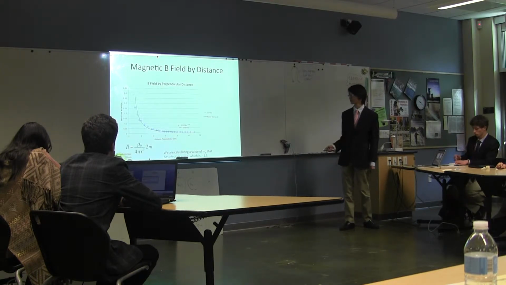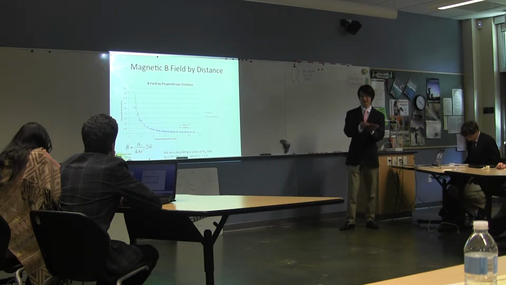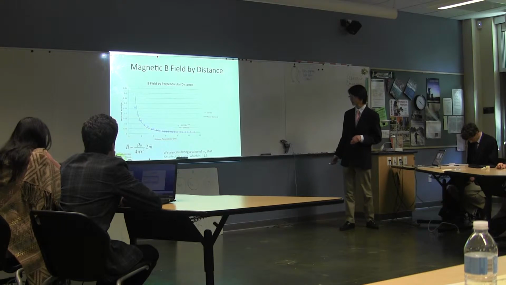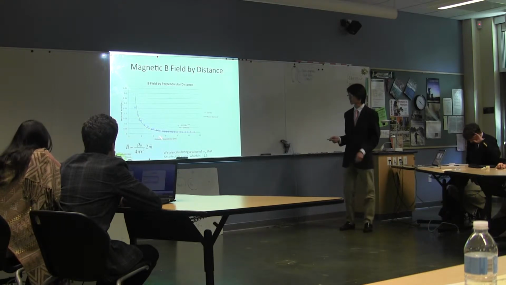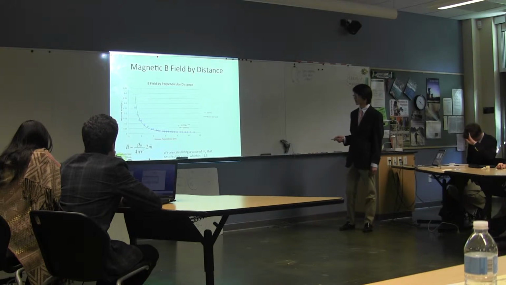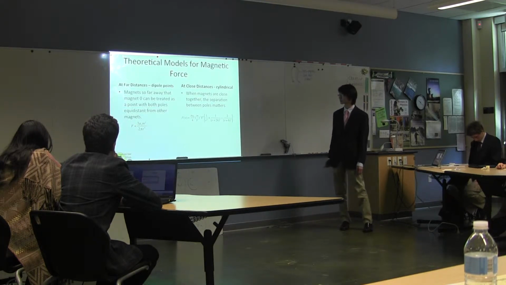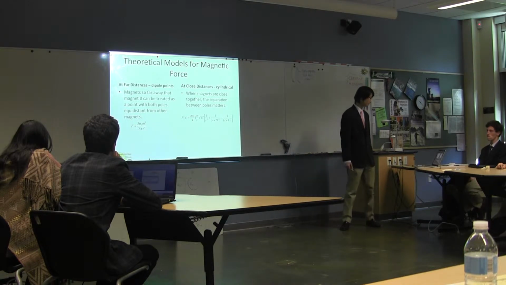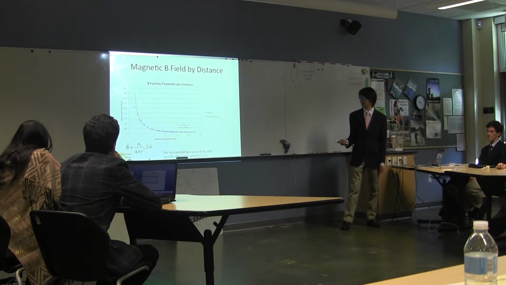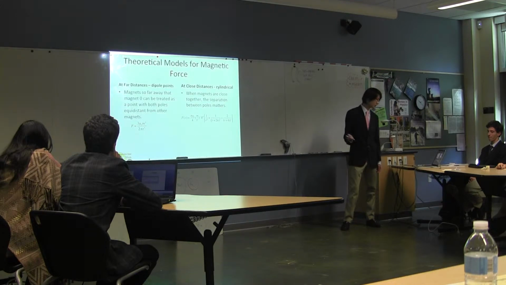This is our B field data that we collected using a magnetic field sensor as we moved the magnet a certain distance away from the sensor. From this data, we were able to create a best fit model using this equation and calculate the magnetic moment to be around 1.4 in value. Now, with these two values for both magnetic field and magnetic moment, we're able to calculate magnetic force.